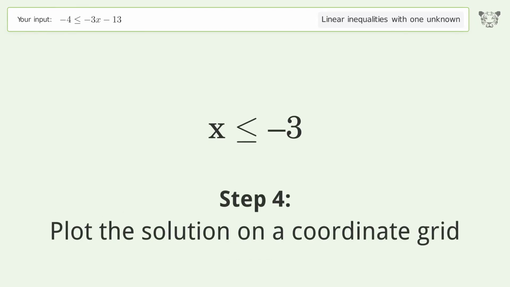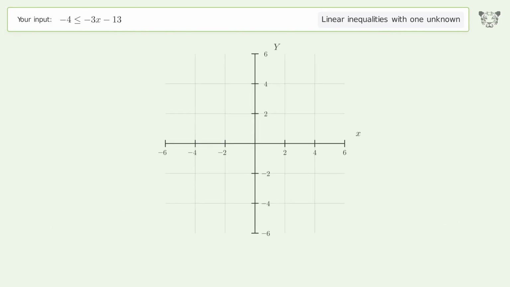Plot the solution on a coordinate grid. And so the final result is x equal or smaller than -3.